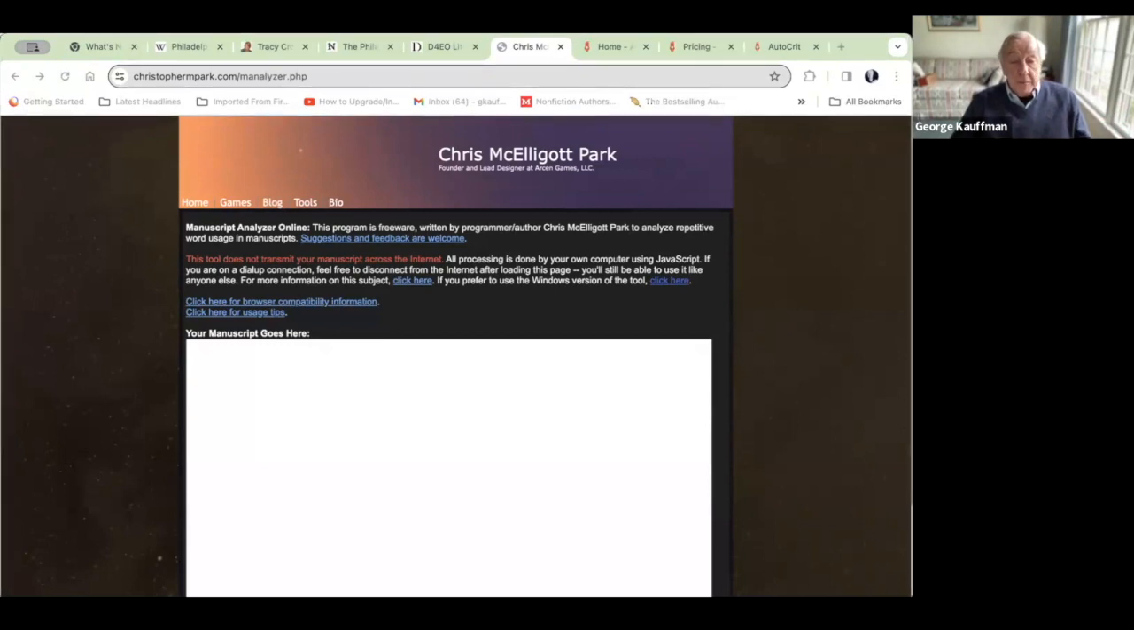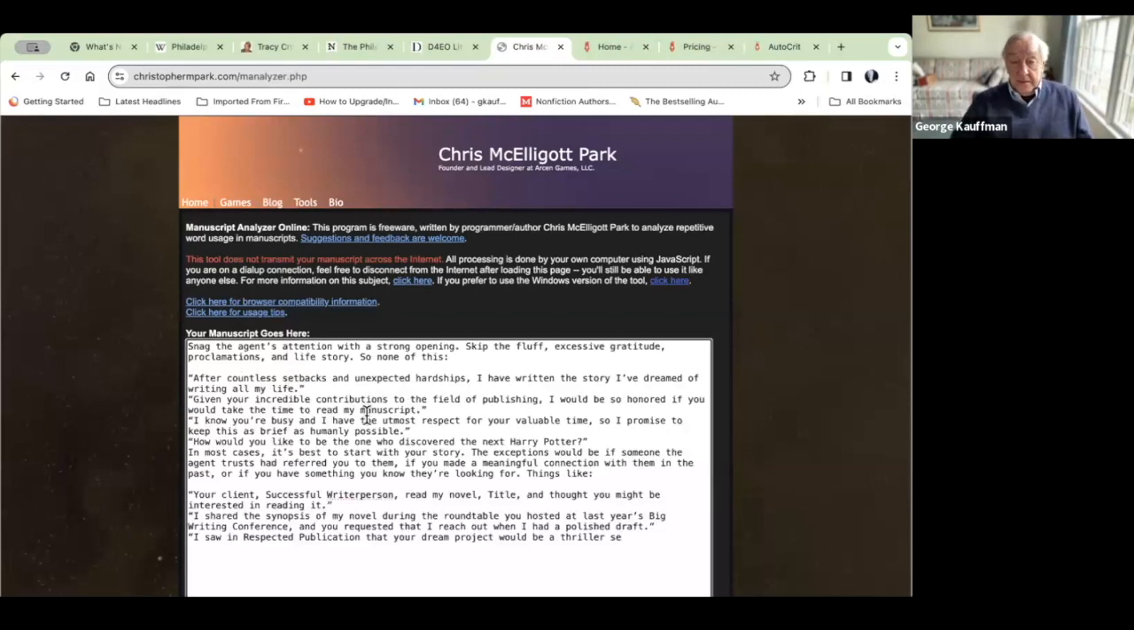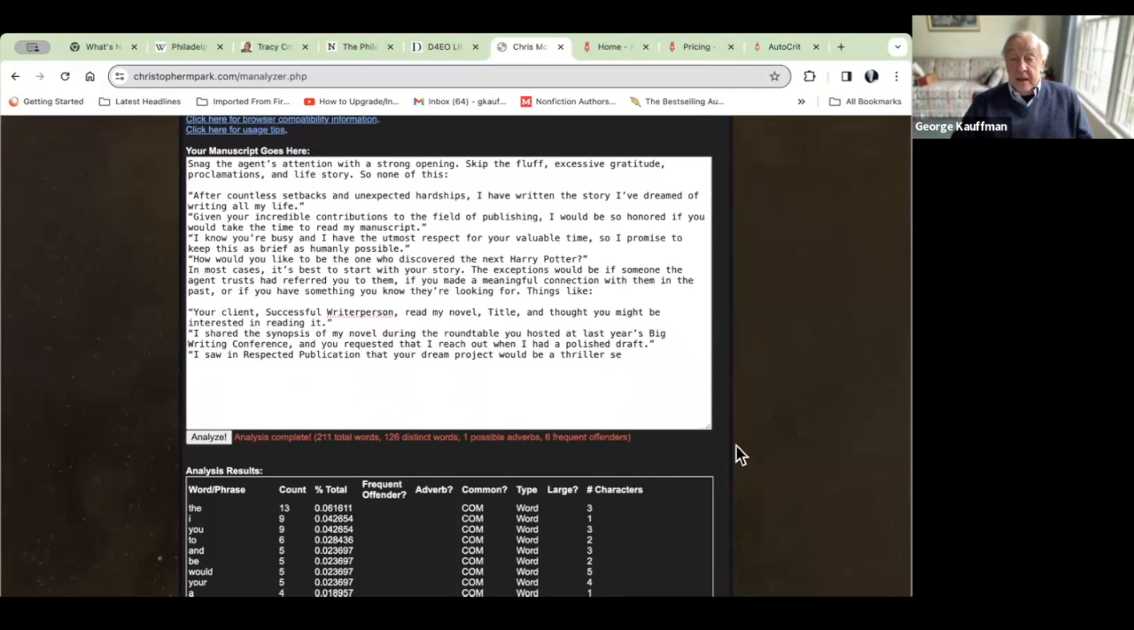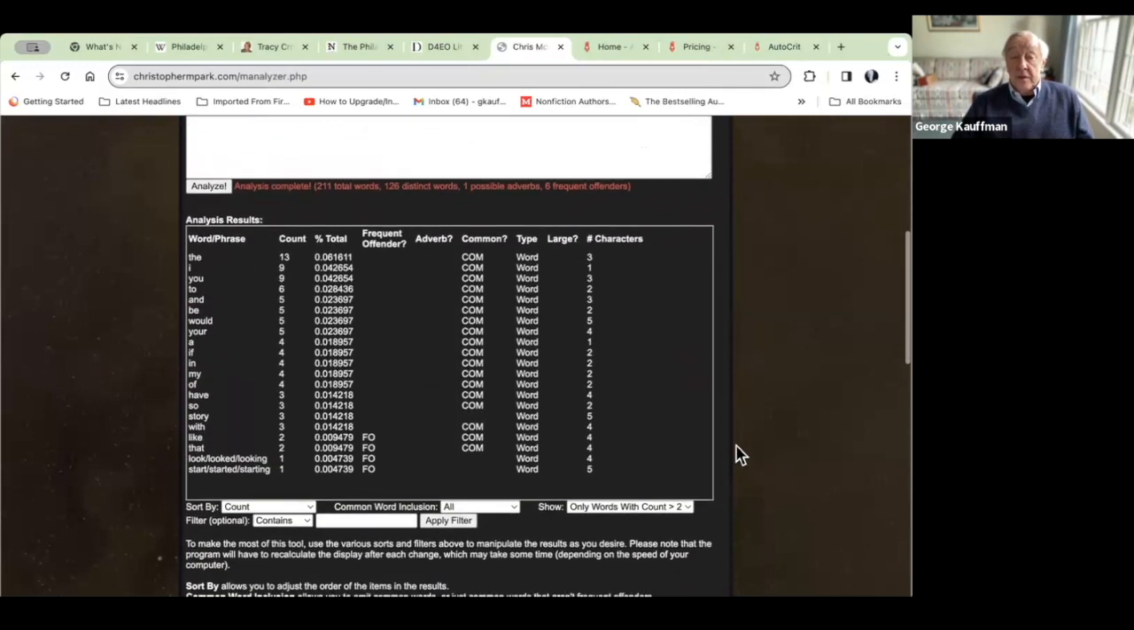I'm copying something from another screen. This is not even one of my written things. I paste it in, and there it is. This is something about writing fluff words that Judith sent me, and I click on analyze, and it instantly gives you a count of words.